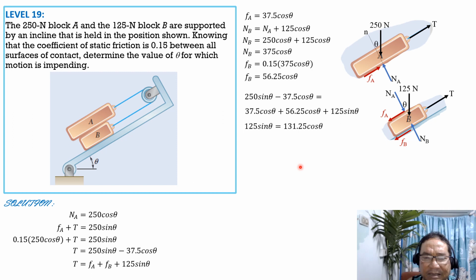So tangent of theta is equal to 131.25 over 125. From there, we can now solve for the value of theta for which motion is impending, and this corresponds to the maximum angle of inclination of the system to cause impending motion of the system. So theta equals 46.4 degrees.